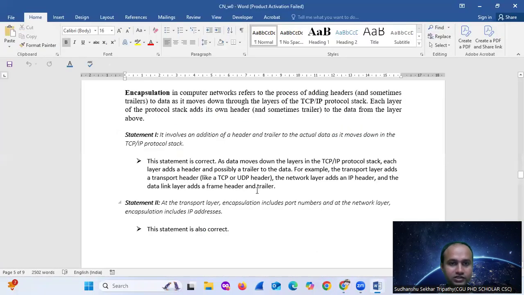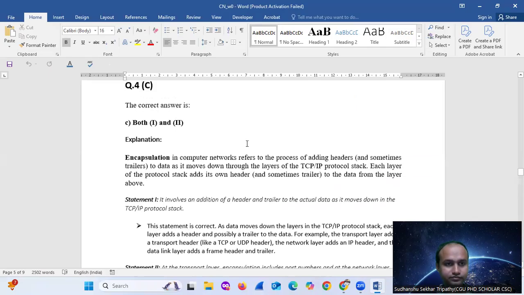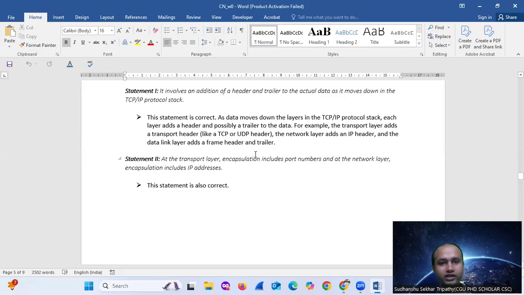It involves an addition of a header and trailer to the actual data as it moves down in the TCP/IP protocol stack. Okay, so this is correct. Why is it correct? As data moves down the layers in the TCP/IP protocol stack, each layer adds a header and possibly a trailer to the data. For example, the transport layer adds a transport header like a TCP or UDP header. The network layer adds an IP header and the data link layer adds a frame header and a trailer. Okay.